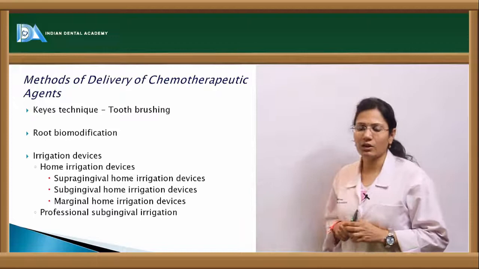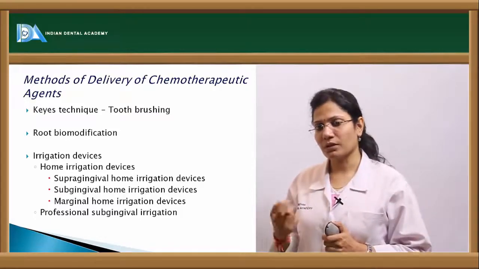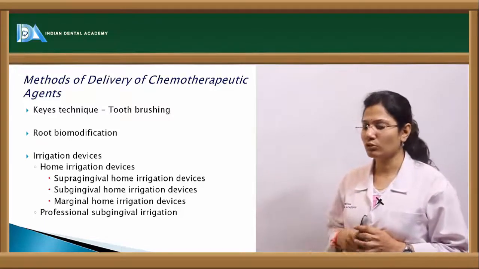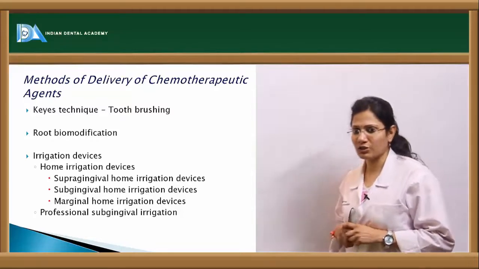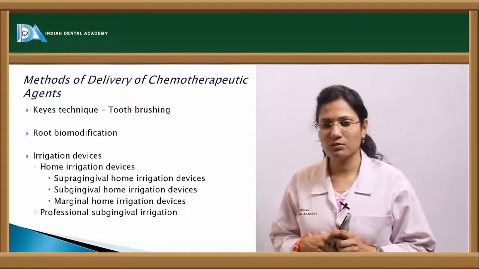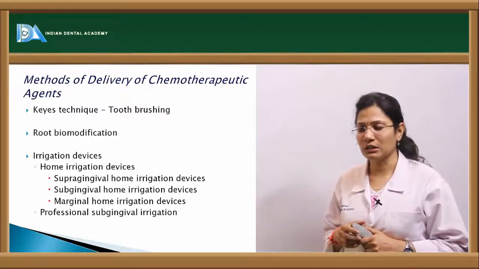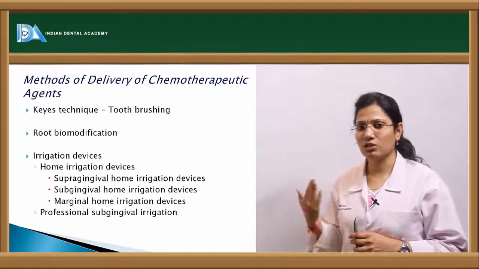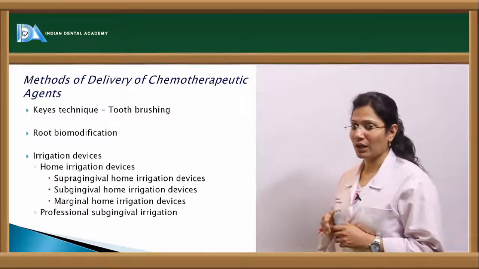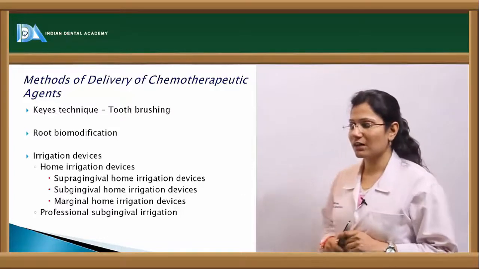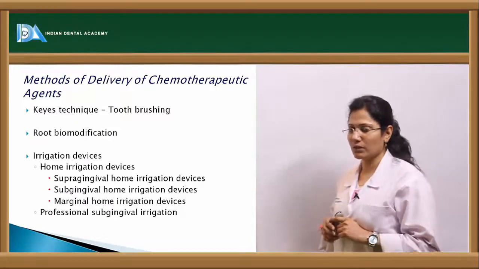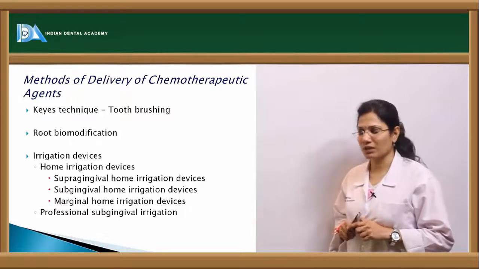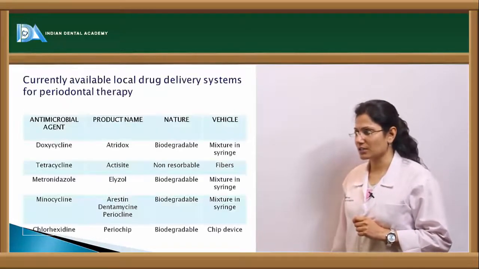You have the dentifrices, which can be incorporated as a local drug delivery system, mainly through toothbrushing. And then root biomodification, that is, you can modify the root surfaces and remove the smear layer and the endotoxin layer on the root surfaces by incorporating certain agents like EDTA, citric acid, tetracycline, fibronectin, growth factors, etc. Then the irrigation devices, like the home irrigation devices and the professional subgingival irrigation. The home irrigation devices include supragingival, subgingival and marginal home irrigation devices.